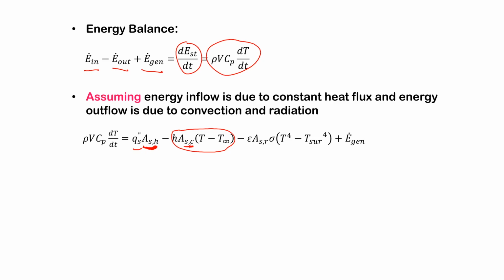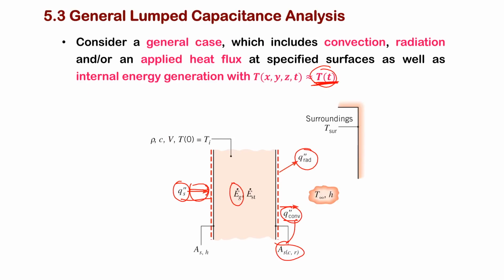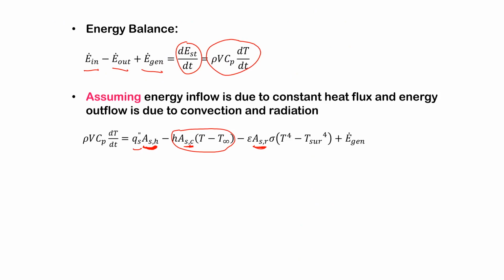And then we have radiation. Again, this is the area corresponding to radiation, so this is the radiation area. And again, they don't need to be equal to each other. So if all of these are given, you have to treat them differently. Radiation basically depends on temperature to the fourth power.